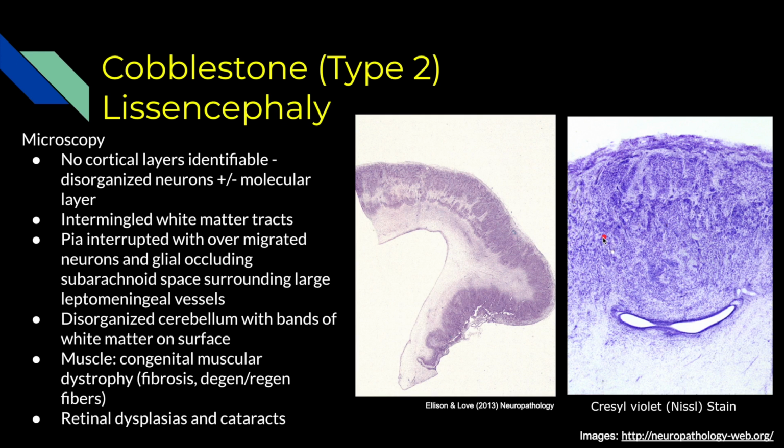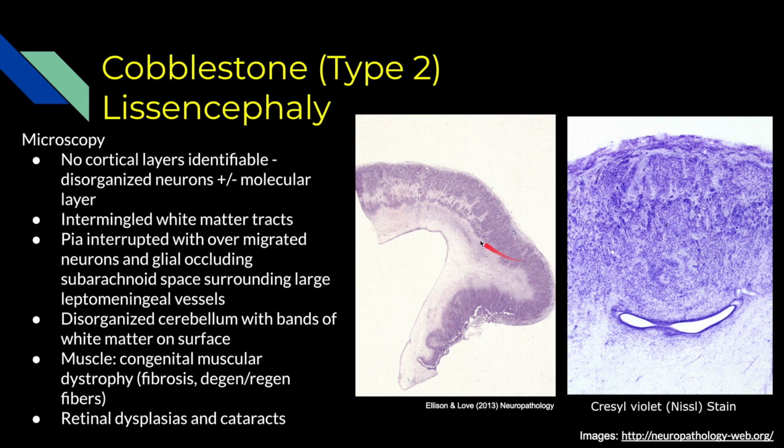So microscopy-wise, again, it's very hard to identify cortical layers. You have disorganized neurons, and really you have these intermingled bundles of white matter that can also be seen in these different sections. The pia is interrupted. If you stain with collagen, you'll see fragments of pia, and again, you'll see these over-migrated neurons.